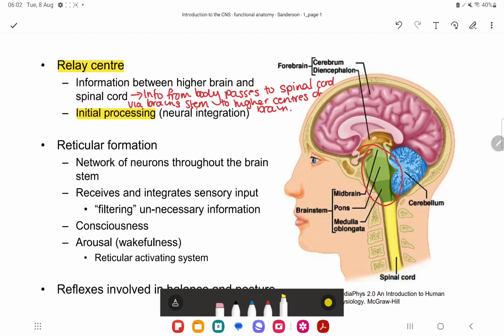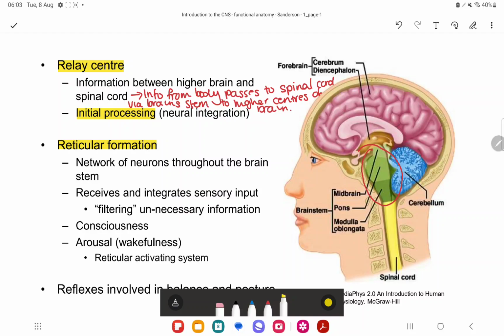Also, the brainstem is important in reticular formation. And what reticular formation means is this is a network of neurons throughout the brainstem. That's what reticular formation is.